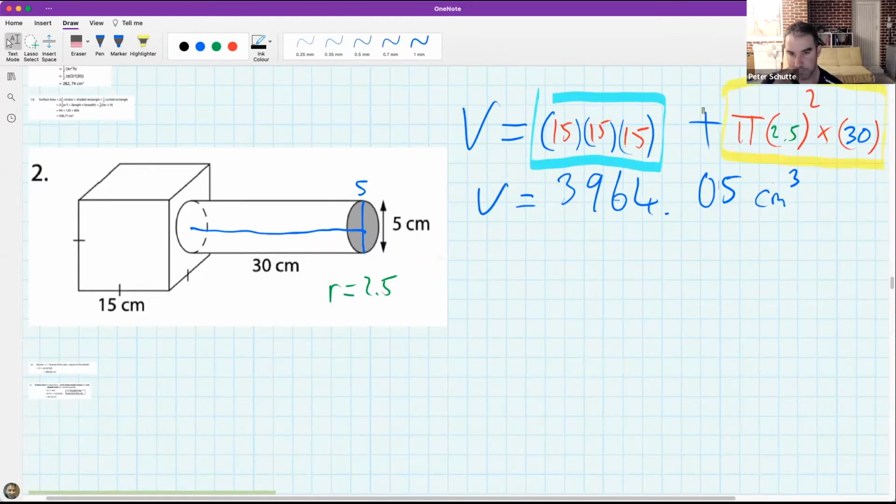So for volume, these calculations are fairly, I don't think they're horrible. And as you practice them, they become a lot easier to use.